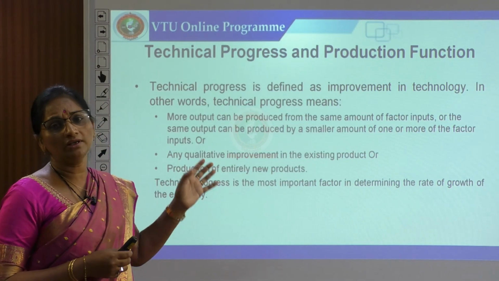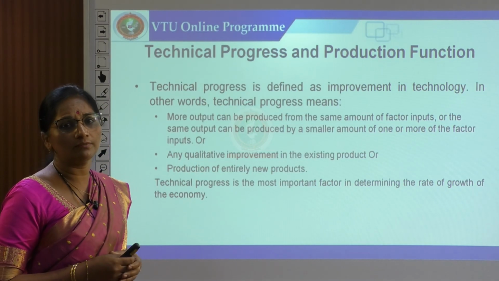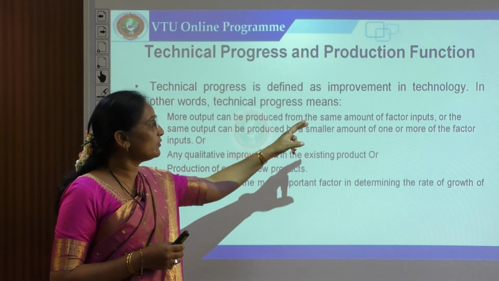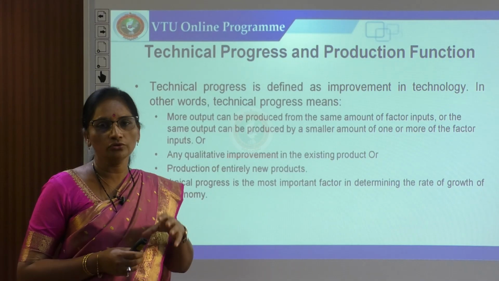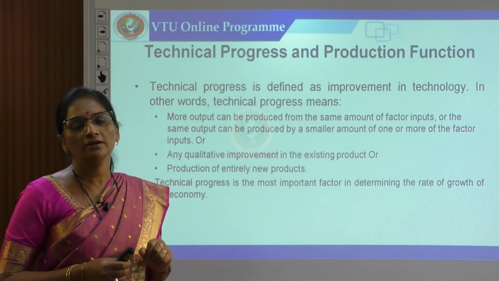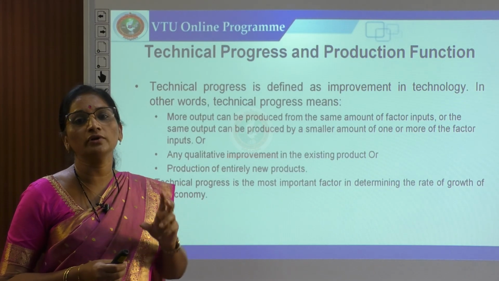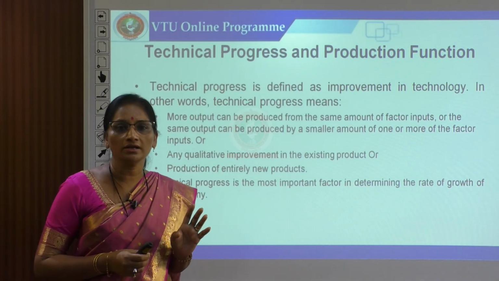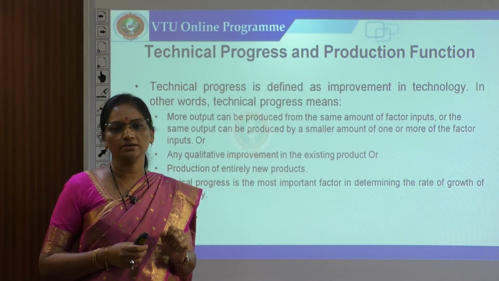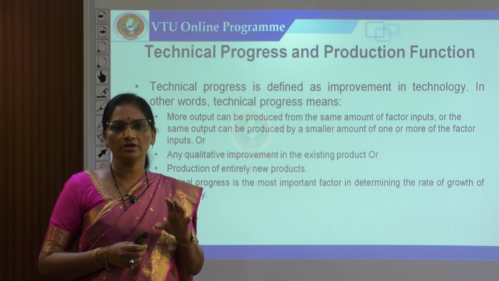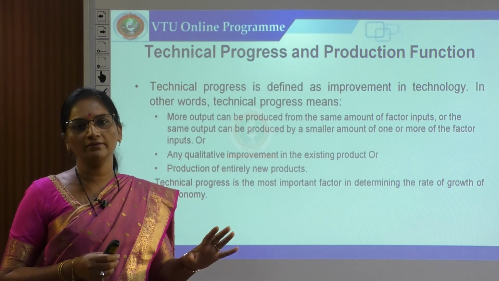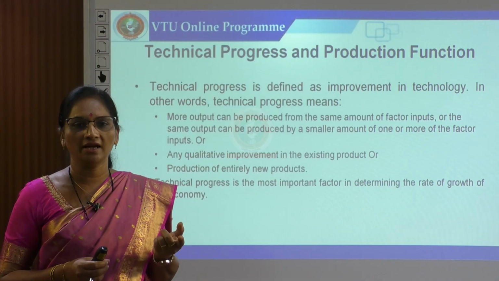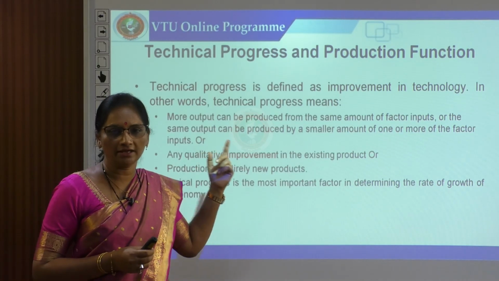Then what are the matters we can call technological progress? More output can be produced from the same amount of factors. Due to the usage of technology, if we are able to produce more and more units of output with the same level of inputs, that is what we call technological progress. The same inputs, which without technology produce one level of output, with technology are able to produce more than that.